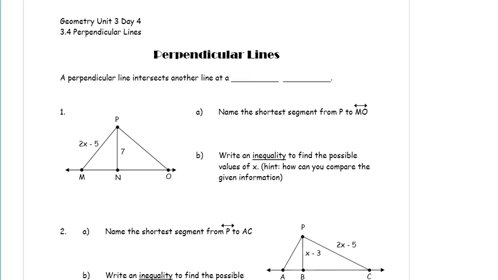A perpendicular line intersects another line at a right angle. By now we should know that. You guys have probably known that for at least a year. Hopefully you know that.